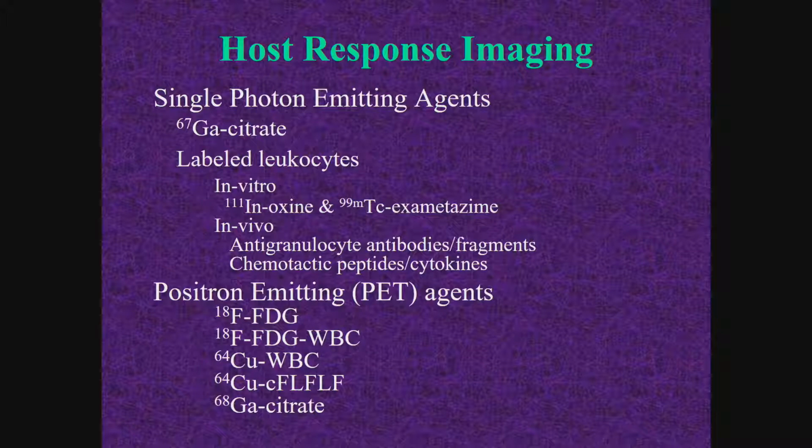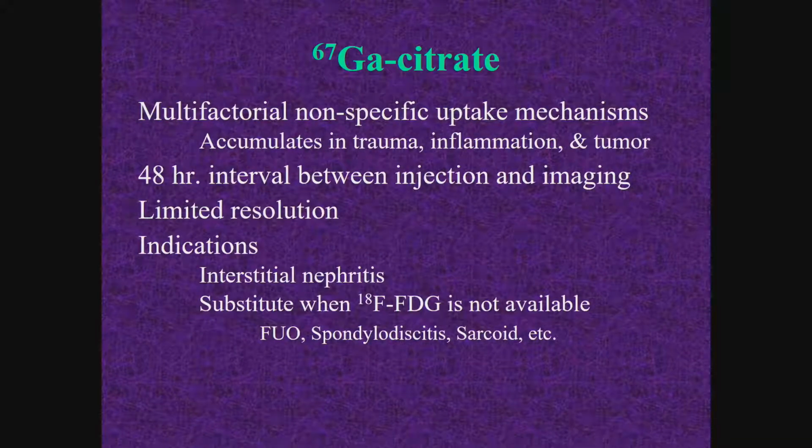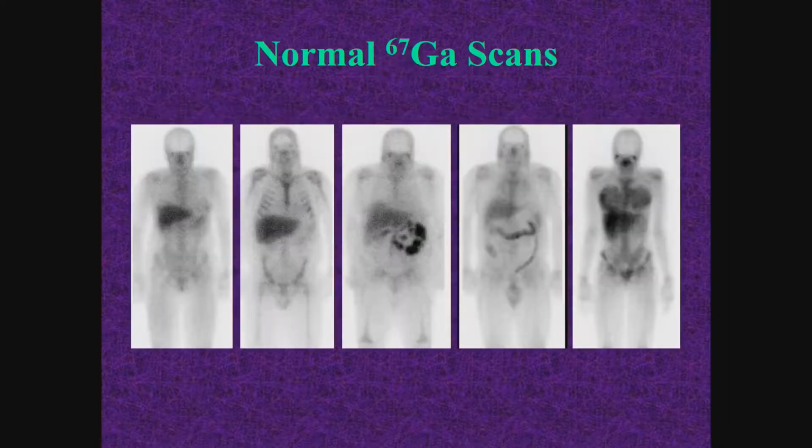It's specific for imaging white cell migration, which is oftentimes associated with infection, but can be associated with inflammation as well. Gallium-67 citrate, the uptake mechanism is multifactorial, non-specific. We typically wait 48 hours between injection and imaging. The test has limited resolution. Indications today are primarily interstitial nephritis and as an alternative or substitute for 18F-FDG when it's not available for things like FUO, spondylodiscitis, and sarcoid.